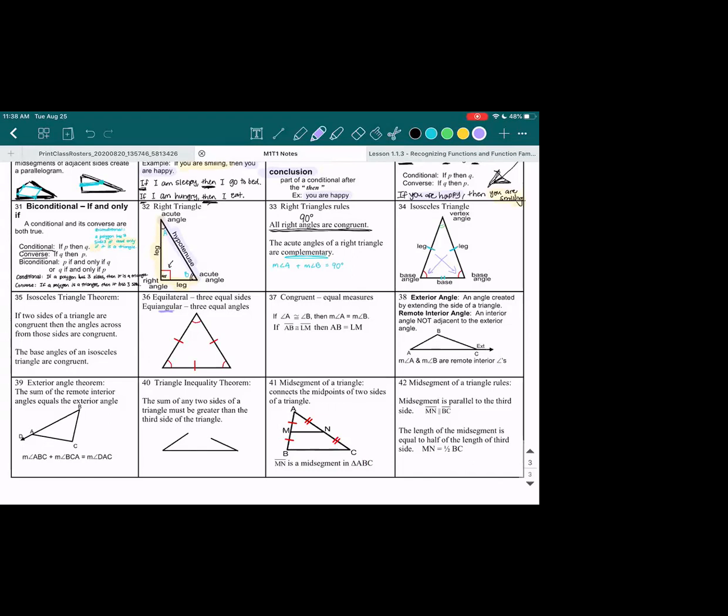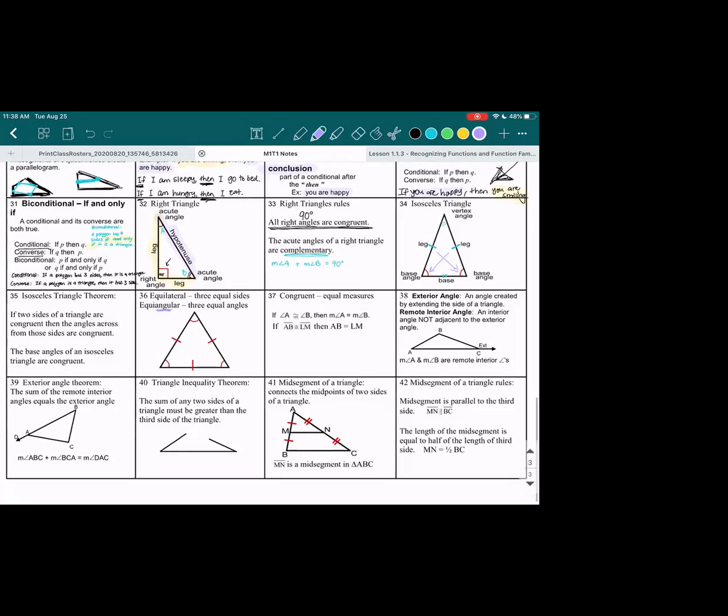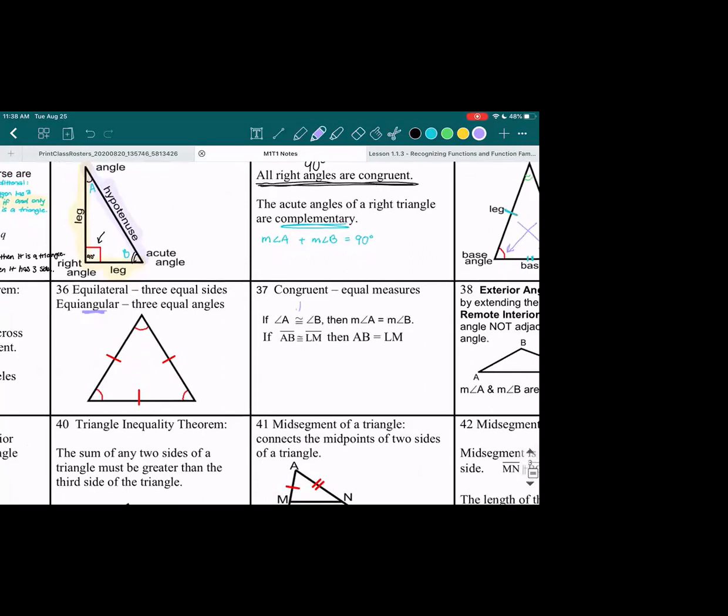Okay, 37, congruent equal measures. It sounds like you guys already know about this, but if angle A is congruent to angle B, then the measure of angle A is equal to the measure of angle B. Let me zoom in. So this is the congruent symbol. Okay, if line segment AB is congruent to line segment LM, then AB's length is equal to LM's length. Any questions about those two boxes?